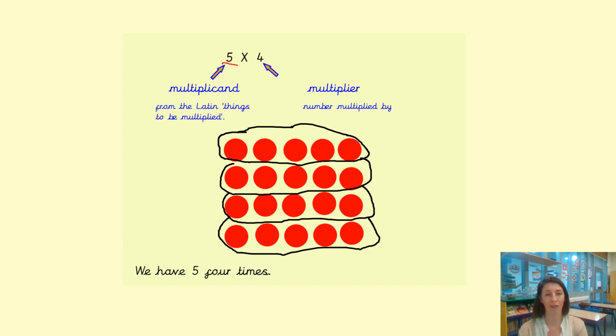The next part of our calculation is called the multiplier. This is the number to be multiplied by. So in this calculation, we have the number 5. We are going to multiply it by 4. So we will have 5 4 times. You can see I've shown this here. 5 4 times.